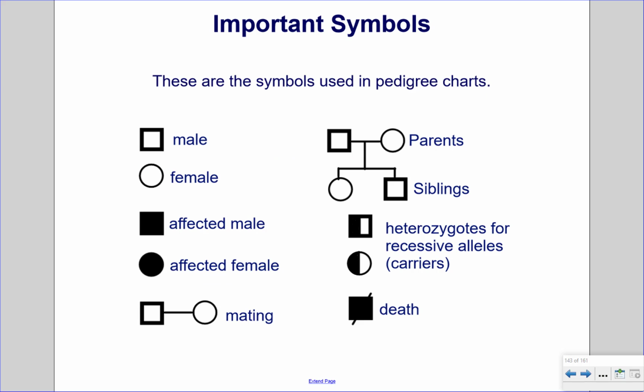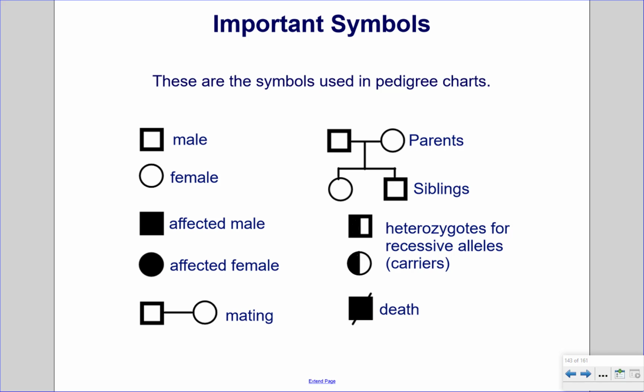Important symbols. These are the symbols used in pedigree charts. A male is represented by a square, a female is represented by a circle. If the square or circle is shaded, that individual is affected. When there is a line going between the square and the circle, that means there is a mating.